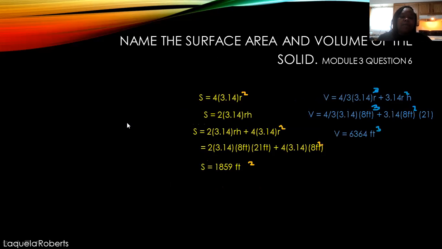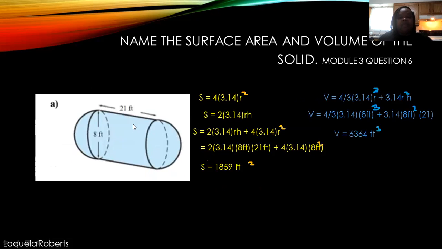Next, question number 6 is name the surface area and the volume of the solid. Part A, so then you have the surface area, which is 2 pi rh plus 4 pi r squared, equals 2 pi times 8 times 21 plus 4 times pi times 8 squared, which gives us 1859 feet squared.